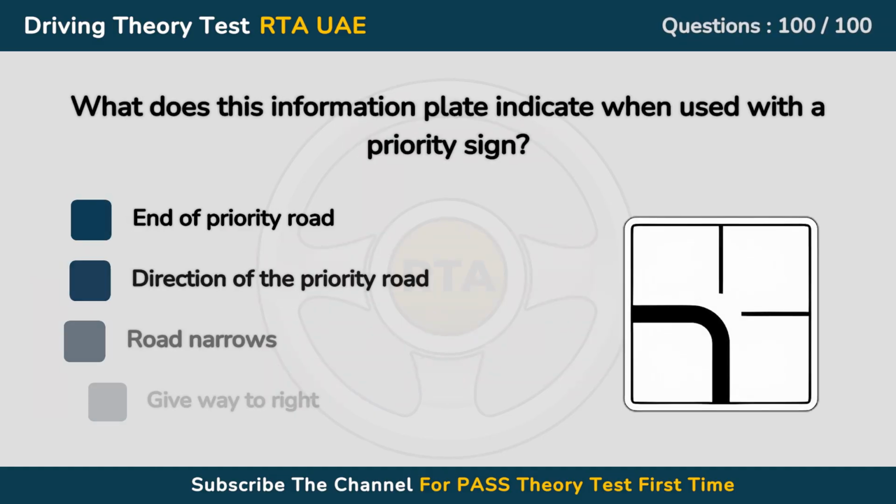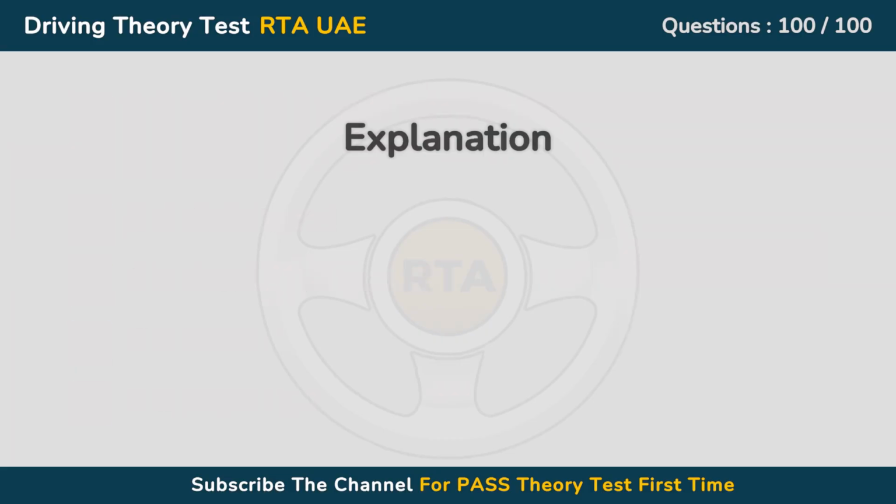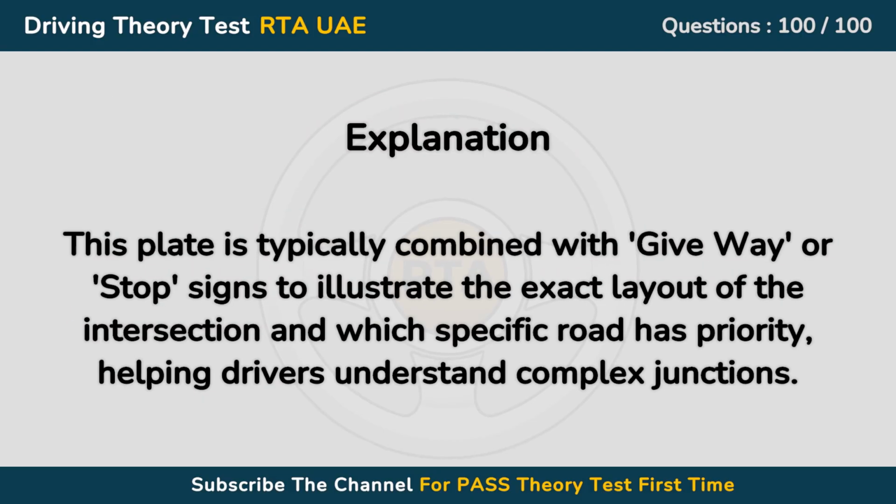Question 100. What does this information plate indicate when used with a priority sign? A. End of priority road. B. Direction of the priority road. C. Road narrows. D. Give way to right. Answer is B. Direction of the priority road. This plate is typically combined with give way or stop signs to illustrate the exact layout of the intersection and which specific road has priority, helping drivers understand complex junctions.